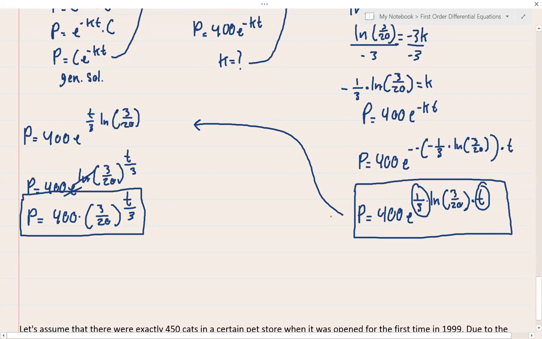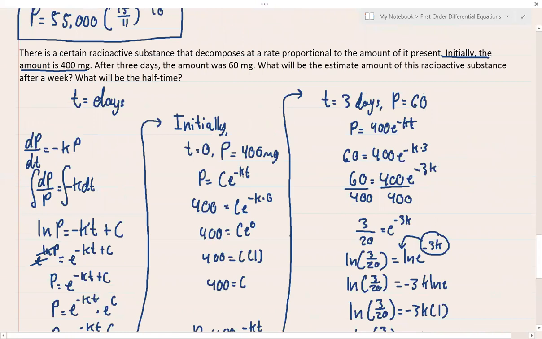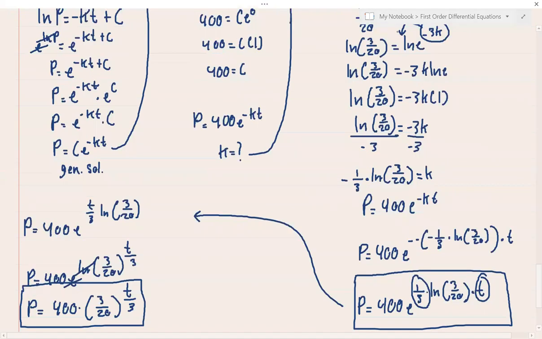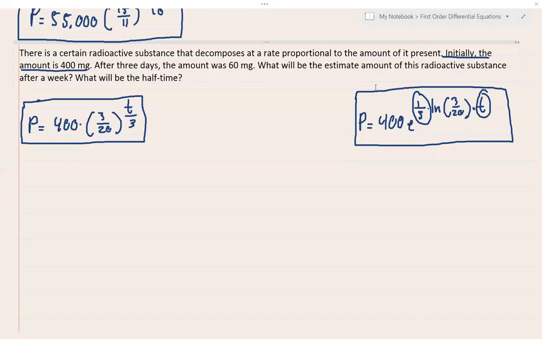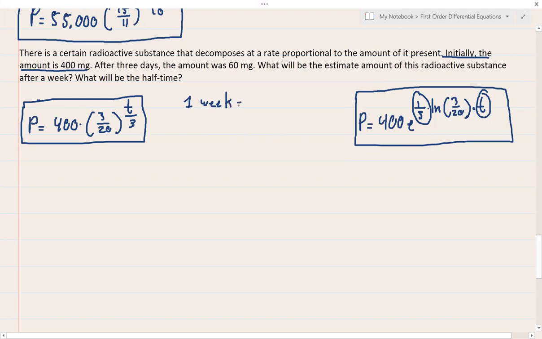So now we can proceed na sa problem natin. Our problem natin is, what will be the estimate amount of this radioactive substance after a week? So first, let me erase the writings here. Okay, except yung naka-square. Alright, so let's start first by answering the first question. What will be the estimate amount of this radioactive substance after a week? Remember, in 1 week, it is equivalent to 7 days.